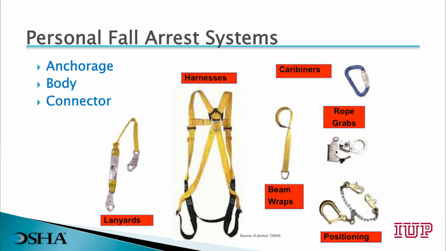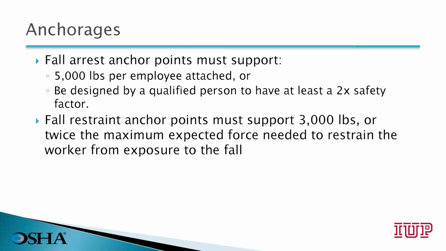Within the ABC, our anchorage, body, and connectors, we have harnesses, lanyards, beam wraps, or other components that may be used as part of the anchorage system. Our fall arrest anchor points need to support 5,000 pounds shock load per employee attached, or be designed by a qualified person to have at least a 2-time safety factor built in. Fall restraint anchor points must support 3,000 pounds or twice the maximum expected force needed to restrain the worker from an exposure to the fall.